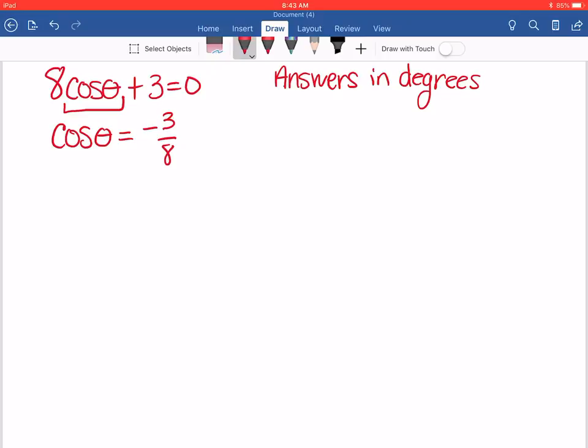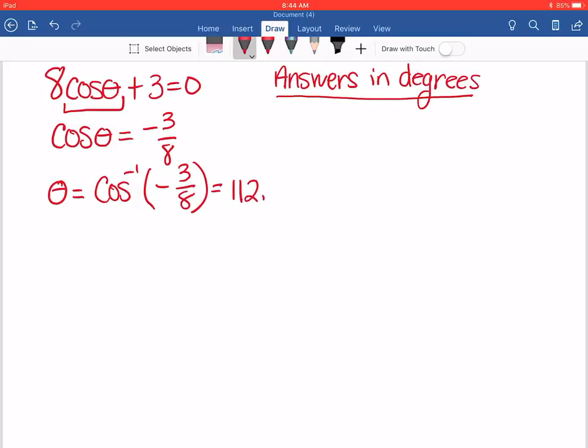Making sure that your calculator is in degree mode, because we want our answers in degrees. I'm going to make sure that I'm in degree mode, and then I'm going to use inverse cosine to find my angle. I'm going to plug in negative 3/8 into inverse cosine. That's going to give me 112.02 degrees.